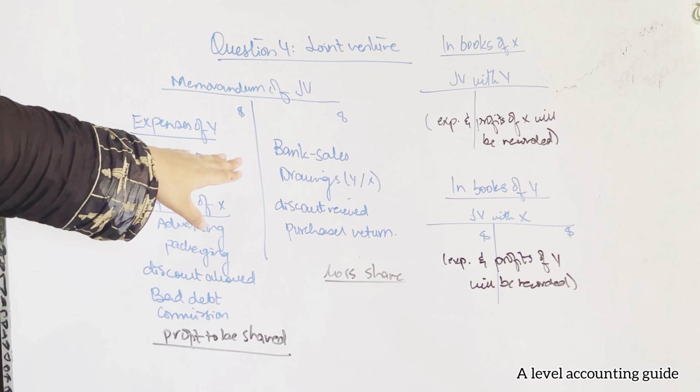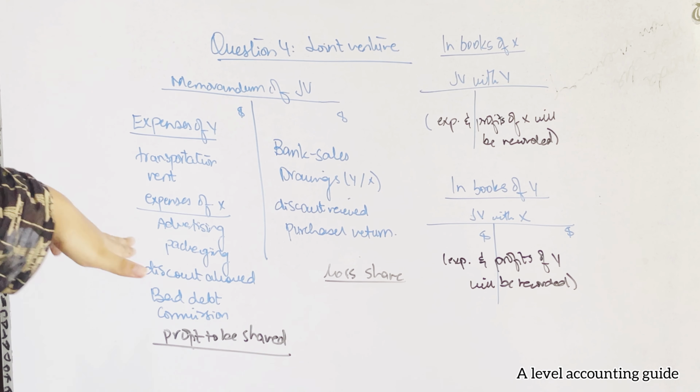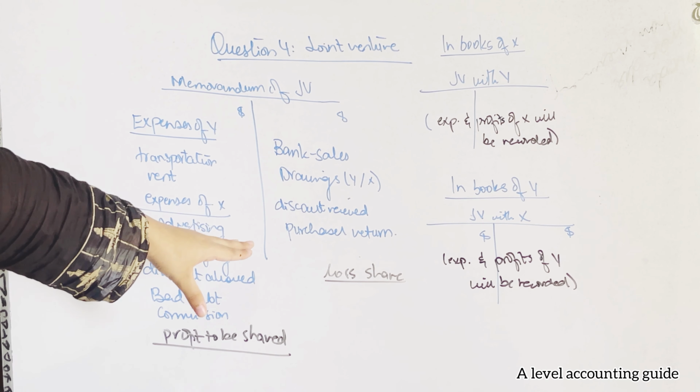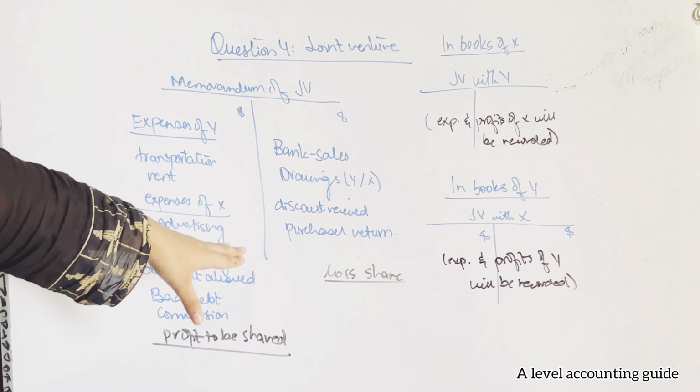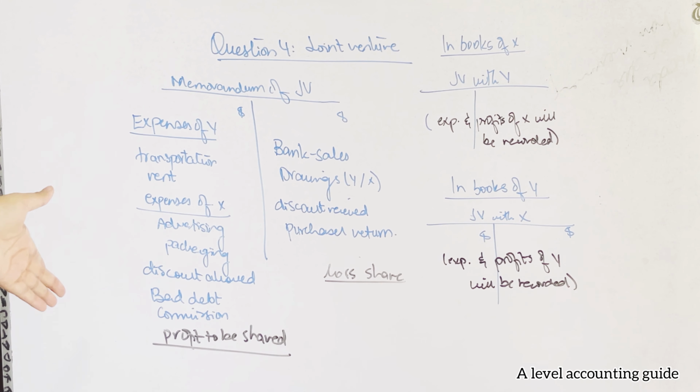On the credit side, you record the bank sales. There are also cash sales, credit sales, whatsoever. You record drawings, either by both of them or by one of them. Discount received is recorded and purchases returned are recorded on the credit side. Loss share is also recorded. So this is the basic format you need to learn.